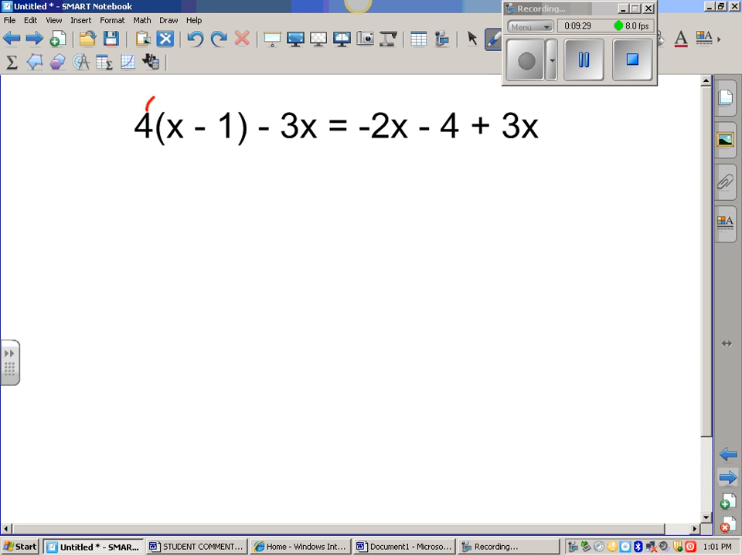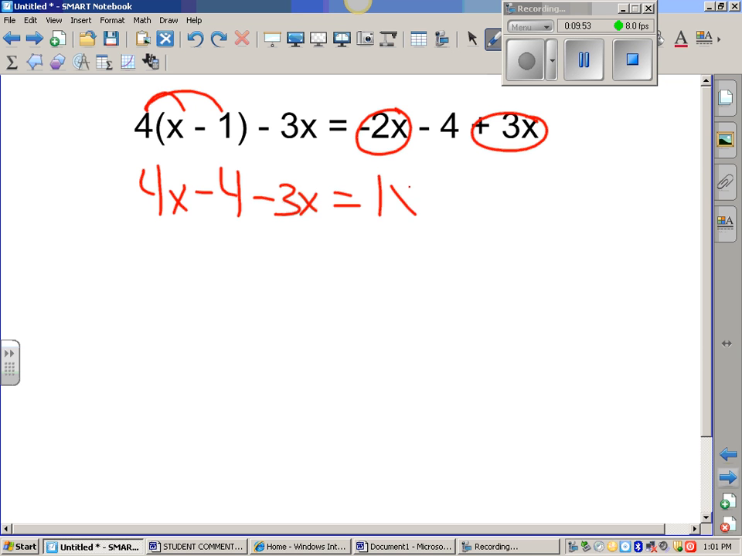So you're going to distribute the 4, and then you're going to get 4x, and then same sign positive, negative, and you're going to get negative 4. Then you're going to bring down the negative 3x, and then you're going to combine like terms. Is it okay that you're doing more than one step at a time? Of course it is. And then you're going to get 1x because positives win by 1. And then you're going to bring down your negative 4.